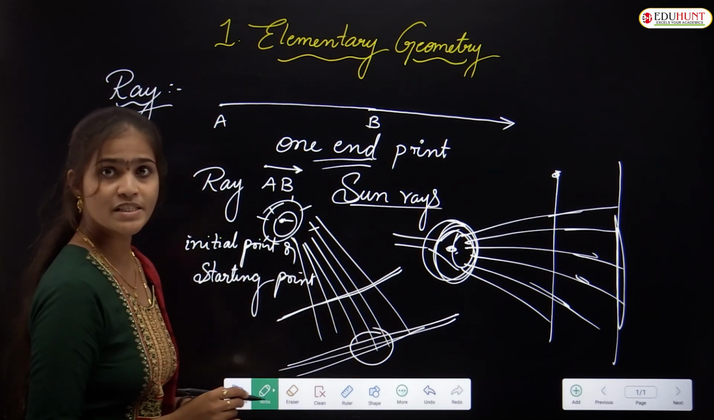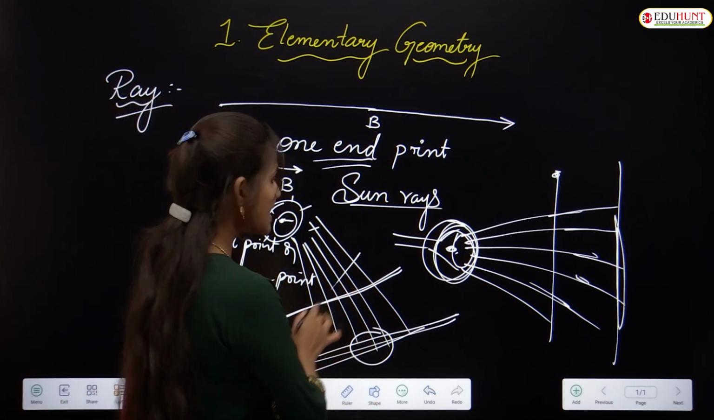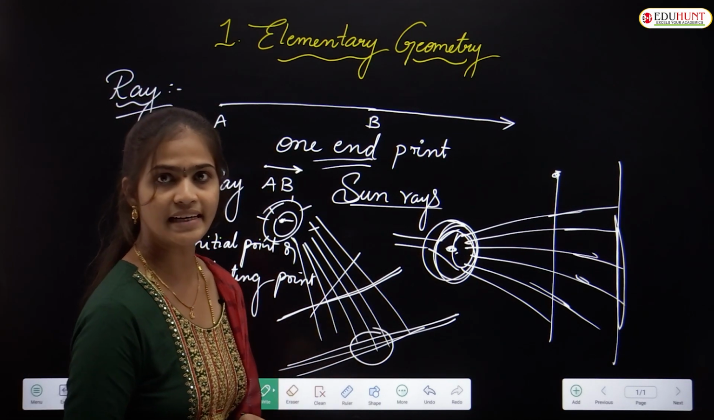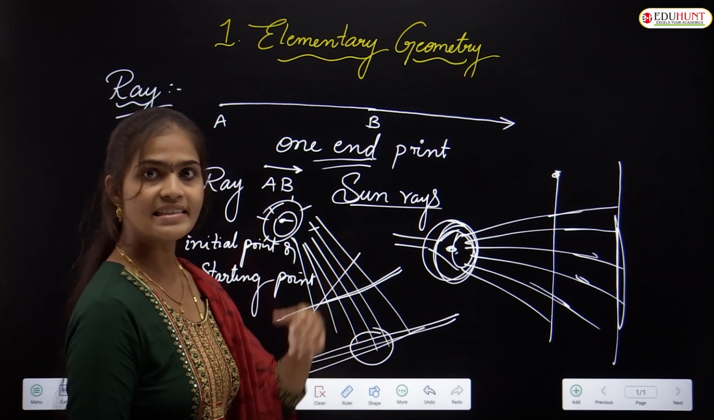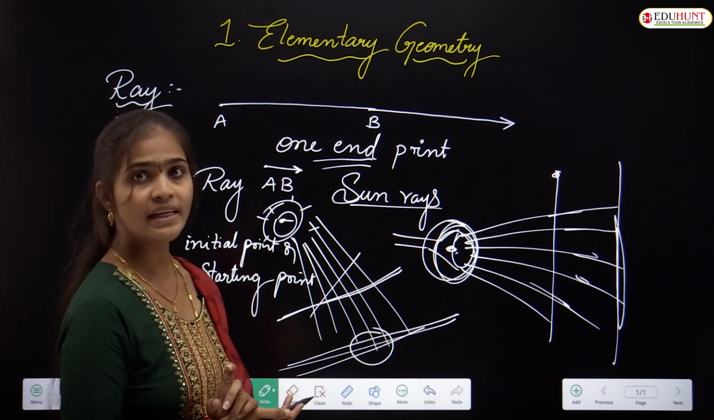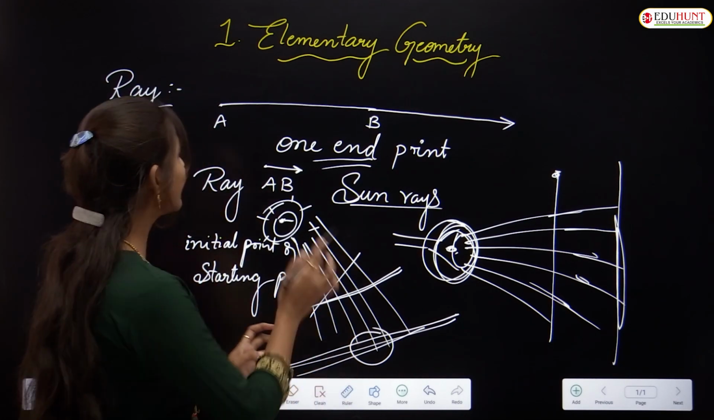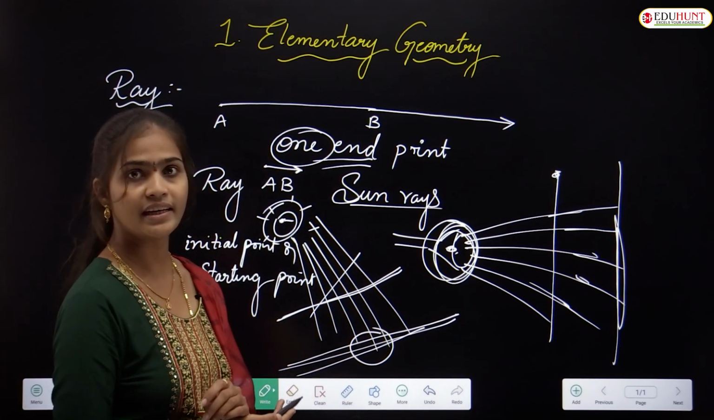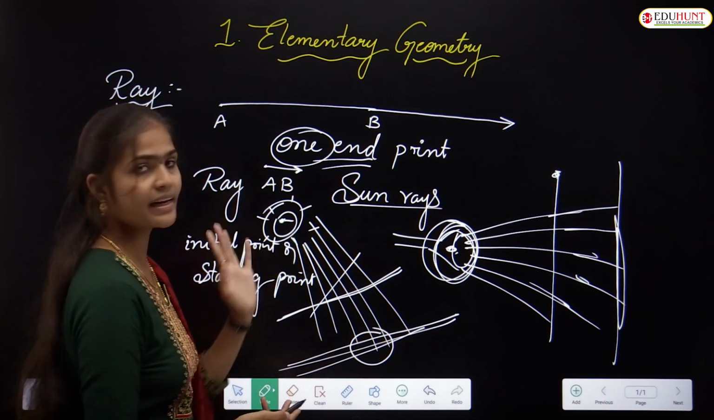So what are the examples for rays here? One is sun rays, another one is the torchlight. These two are the examples for rays. So what are the properties? The first property, which we already discussed, is that a ray has only one end point.